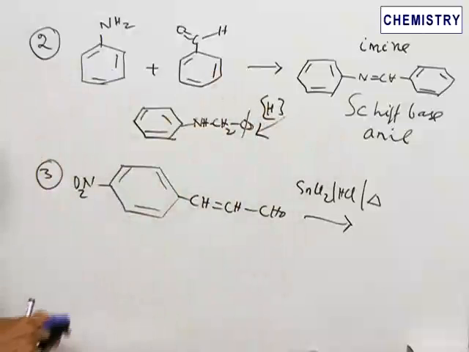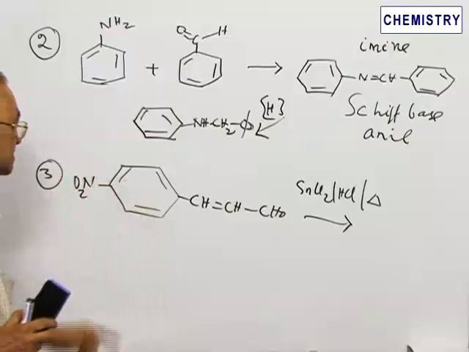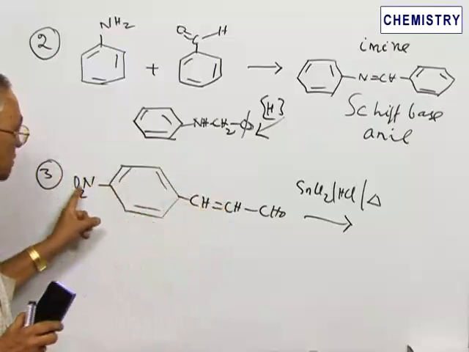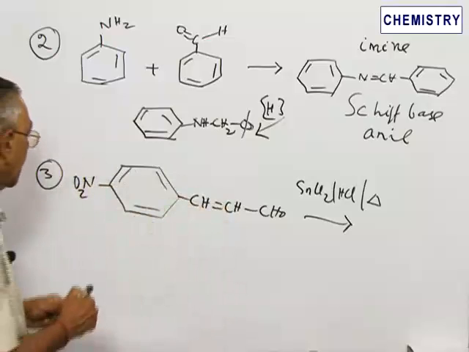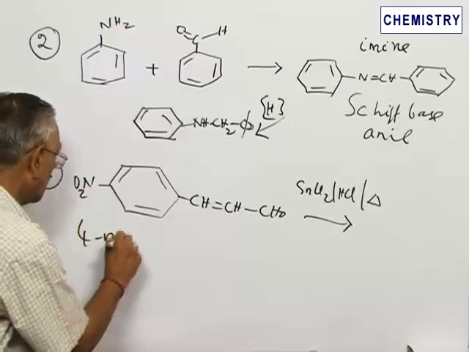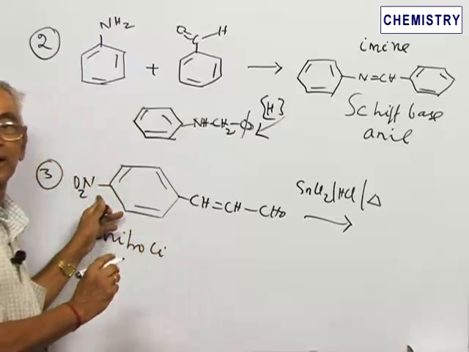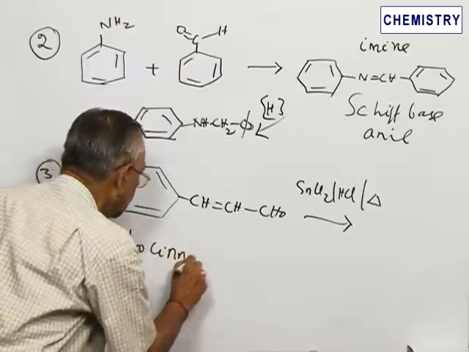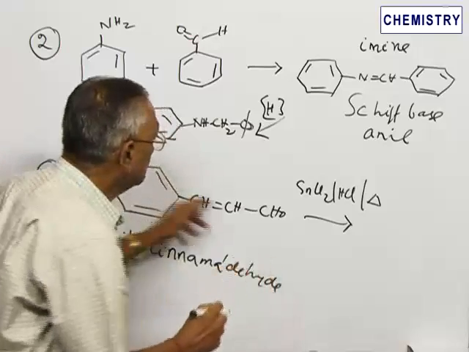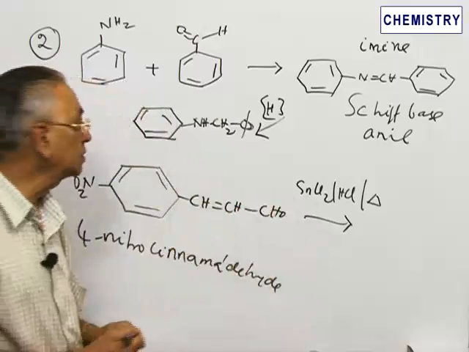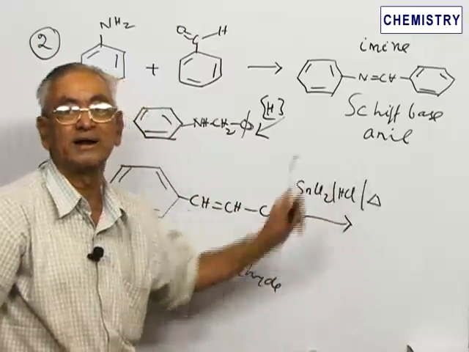Another, the third question, is a very simple but very interesting question. When you look at this compound, it is para-nitro-cinnamaldehyde, or 4-nitro-cinnamaldehyde. This is cinnamaldehyde as it is, and we have a nitro group in the 4th position, so this is referred to as para-nitro-cinnamaldehyde. What will happen when this para-nitro-cinnamaldehyde is reduced by means of stannous chloride and HCl under mildly heating conditions?